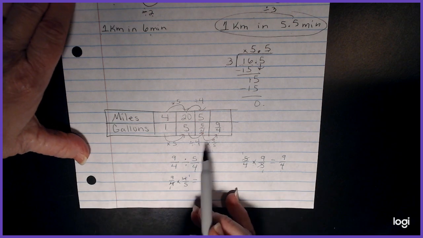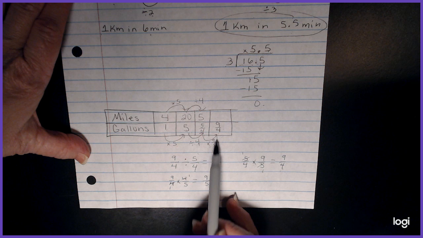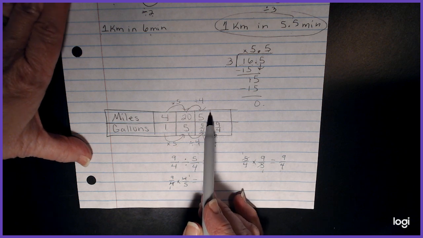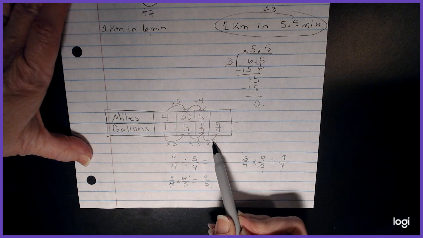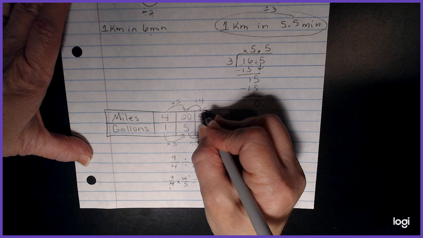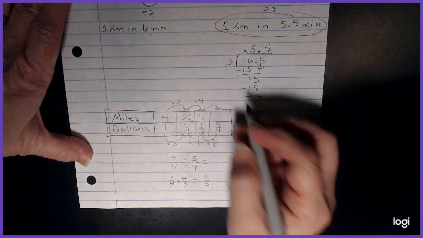Well, obviously, whatever I multiplied down here, I have to multiply on the top. Now remember, pause your video if you're having a hard time keeping up. So whatever I multiplied down here, I have to multiply by up here.